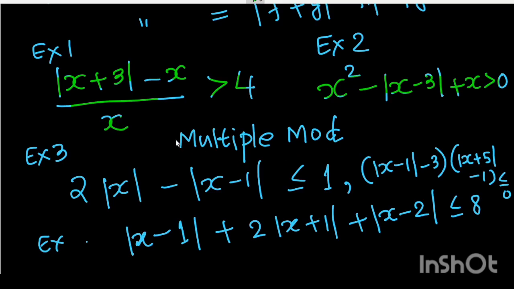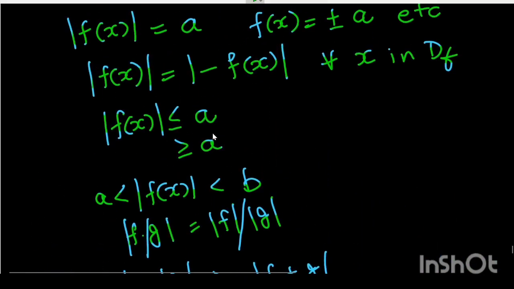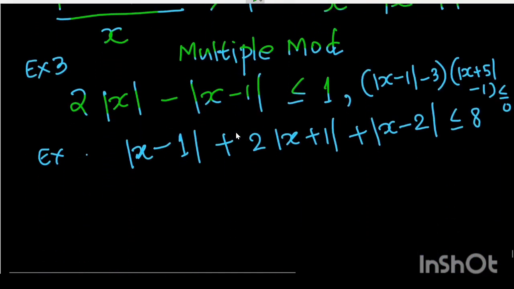And the second thing is, we may have multiple mods like this: 2 mod x minus 1 less than or equal to 1, which doesn't fall into any of these inequality categories of mod f plus mod g greater than or equal to; it doesn't satisfy this. So in that case, how do we solve? How do we solve a question with modulus which doesn't fall into any of the results, properties or rules of the modulus that we did so far?